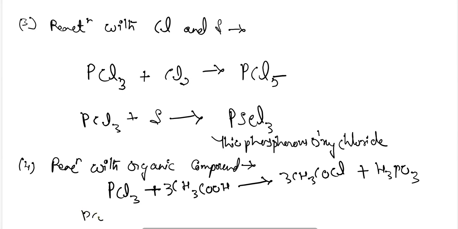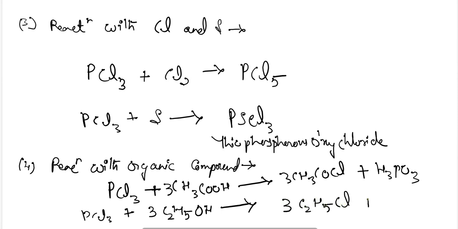Also, it can react with alcohols, that is ethyl alcohol, to form haloalkanes. Okay, haloalkanes can be prepared by this method. As chlorine is present here, ethyl chloride will be formed when we react phosphorus trichloride with ethyl alcohol. So these were some of the properties of phosphorus trichloride.